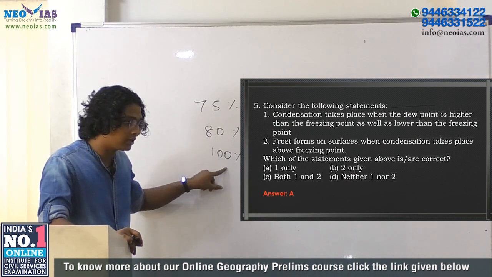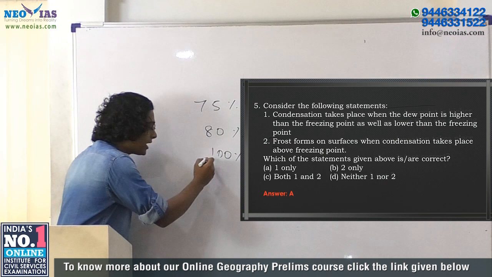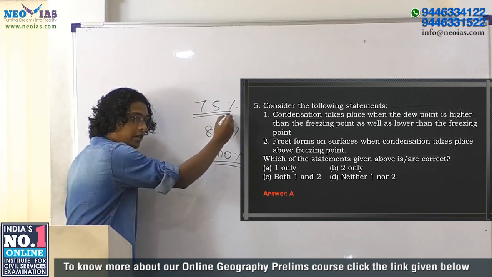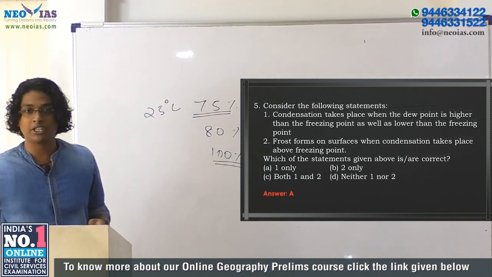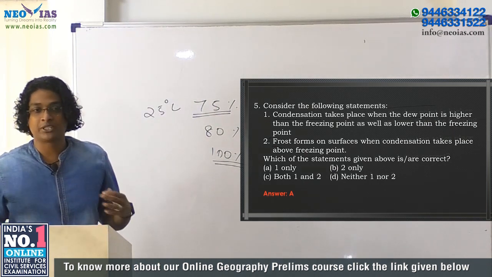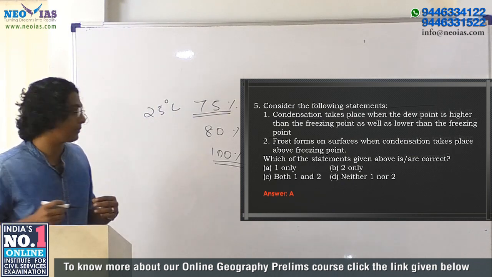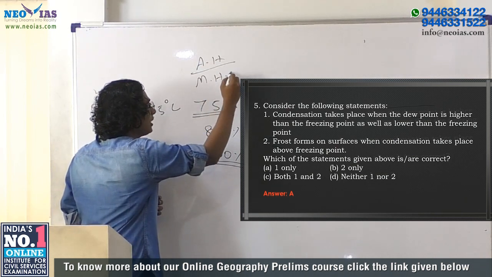Now the relative humidity of 100% is dependent on temperature. Suppose I am saying 75% relative humidity is attained at 25 degrees Celsius. What is the definition of relative humidity? Absolute humidity divided by moisture holding capacity.